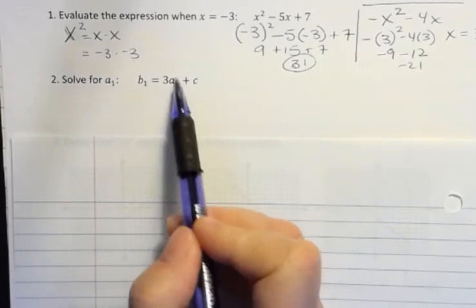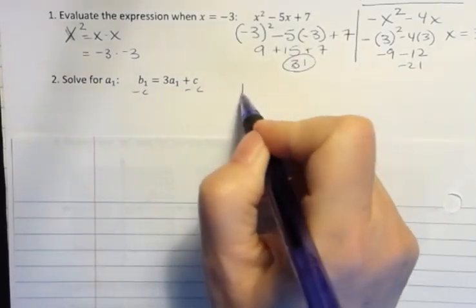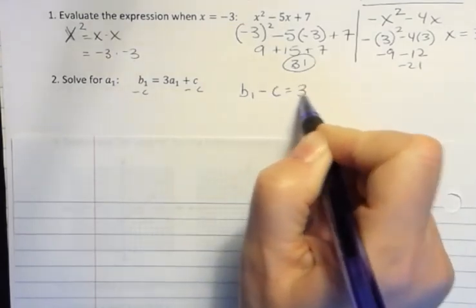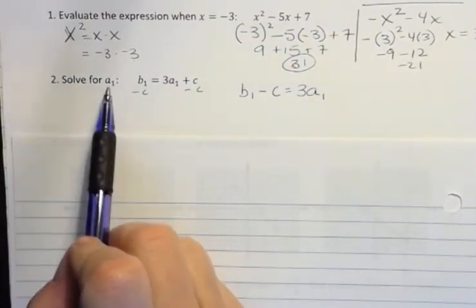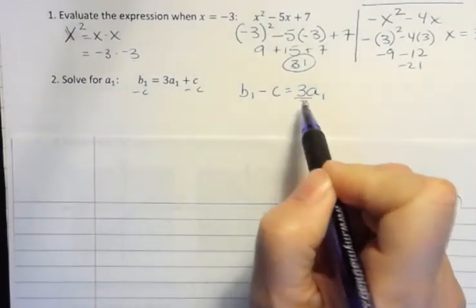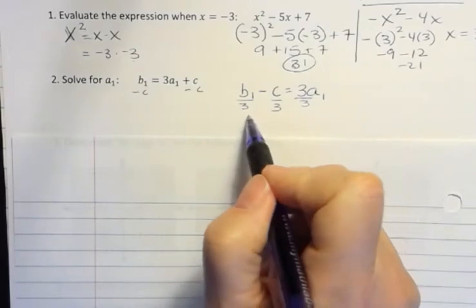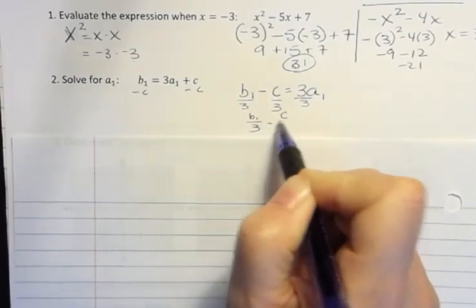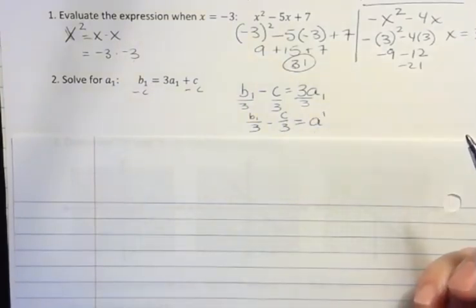So that we want to get this term by itself, so we're going to subtract c from both sides. That gives me b sub 1 minus c equals 3a sub 1. And then I want to get a sub 1 by itself because I'm solving for that. So I'm going to divide by 3. I'm just going to divide each one of these by 3. And that's going to give me b sub 1 over 3 minus c over 3 equals a sub 1. That's a perfectly great way to write that.